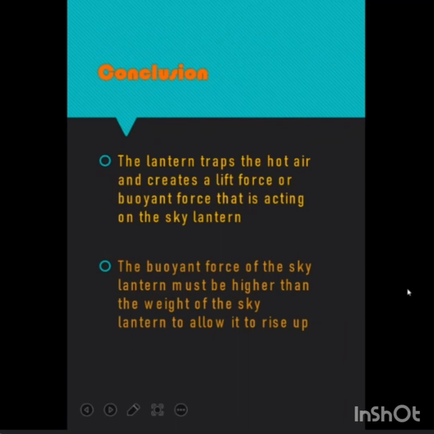Conclusion. The lantern traps the hot air and creates a lift force or buoyant force that is acting on the sky lantern. And the buoyant force of the sky lantern must be higher than the weight of the sky lantern to allow it to rise up.